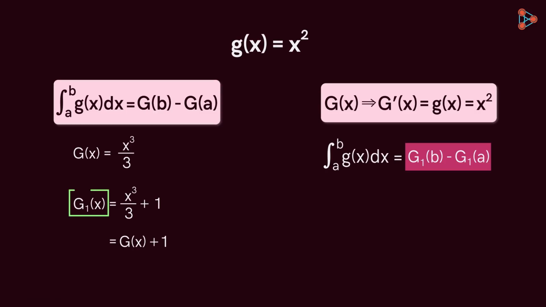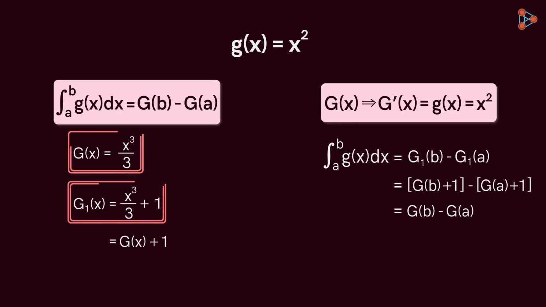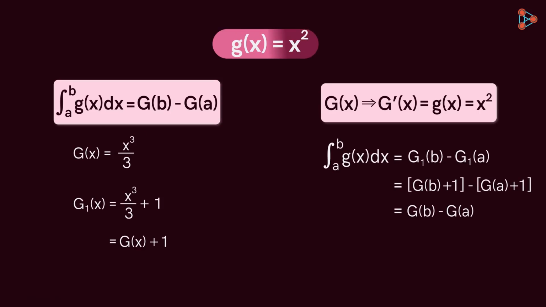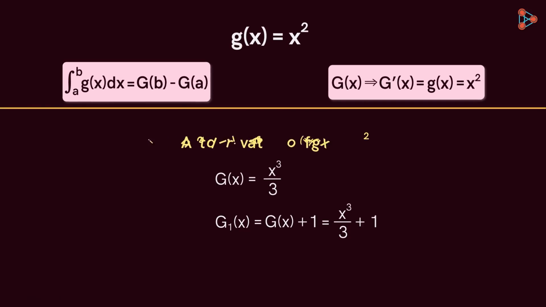Notice that since this function is just capital G of x plus a constant, we will again get that same value for the integral. That means we can use any of these two functions to find the value of the integral. We found these functions by going in the reverse direction. That is, we started with the derivative g of x and found the original functions whose derivative will be g of x. So these functions are called antiderivatives of the function g of x.